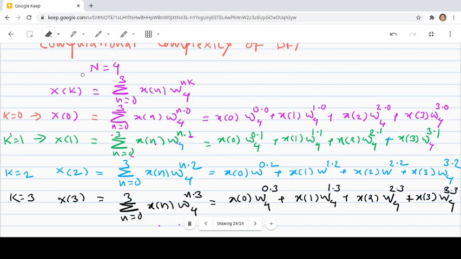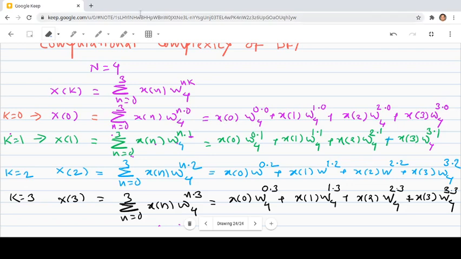I have taken a special case for N equal to 4, and then later I will generalize it. Consider a 4-point DFT, X(k) equal to the sum for n ranging from 0 to 3 of x(n) multiplied by W_4 raised to nk. This first equation evaluates the first DFT coefficient by putting k equal to 0. So put k equal to 0: X(0) equals the summation from 0 to 3 of x(n) W raised to n times 0, because I have put k equal to 0.